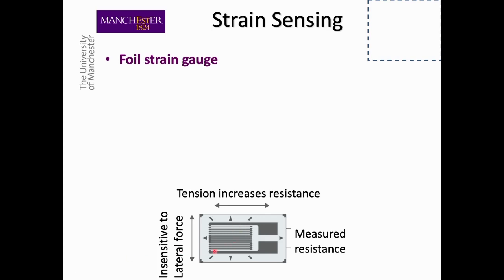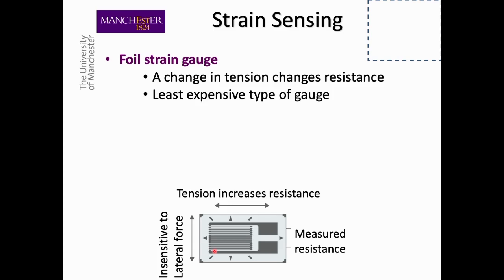So we've got a strain gauge, and the principle is as we deflect that, the resistance changes. You've got a grating, and as you deflect it, the resistance changes. So if I apply a voltage across it, as the resistance changes, the amount of voltage that drops across it changes. And if we relate one to the other, then we know how much has been deflected. So it measures the strain in the system. A change in tension changes the resistance. And it's the least expensive type of gauge that we can use. They're really widely used across all different types of application.